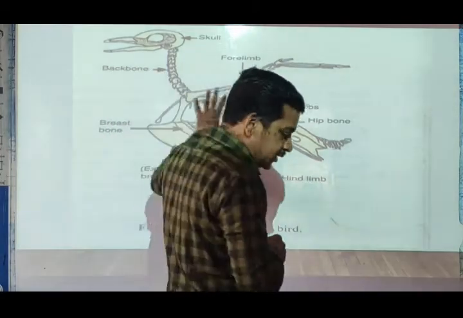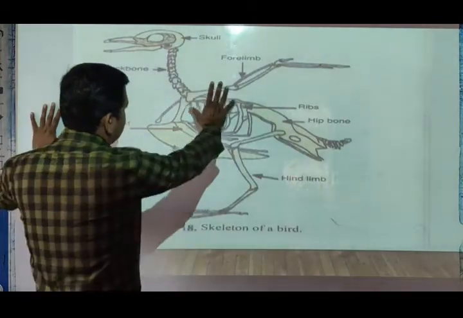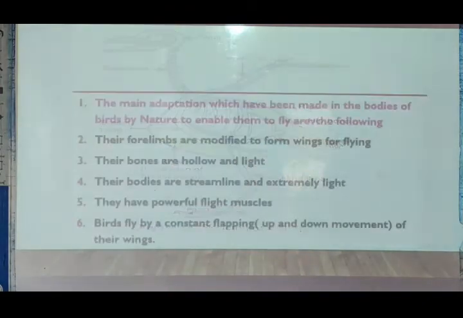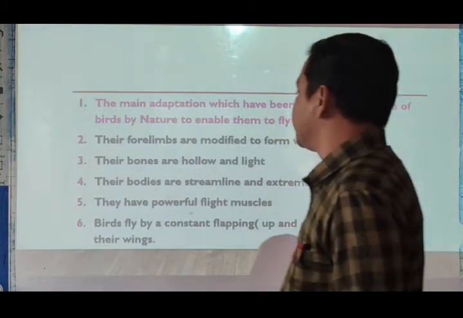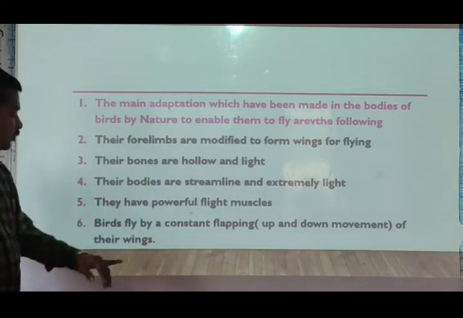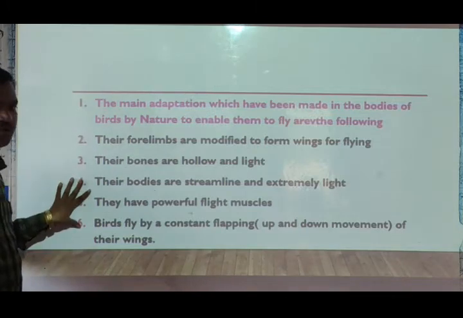Next point, they have strong flight muscles. These birds have strong flight muscles. Birds fly by constant flapping up and down movement of their wings. Okay, so these are the main points you can note down.